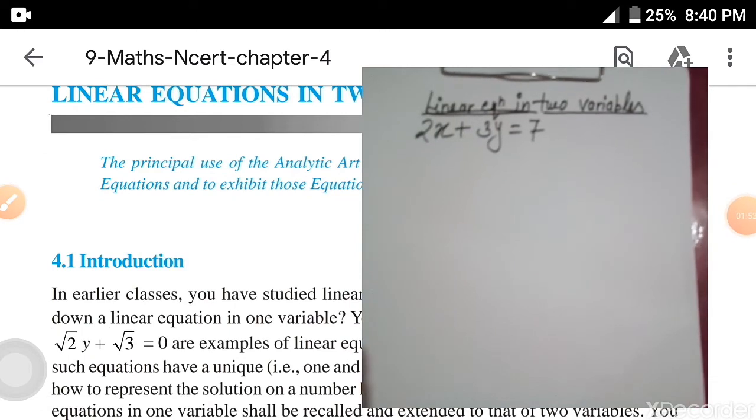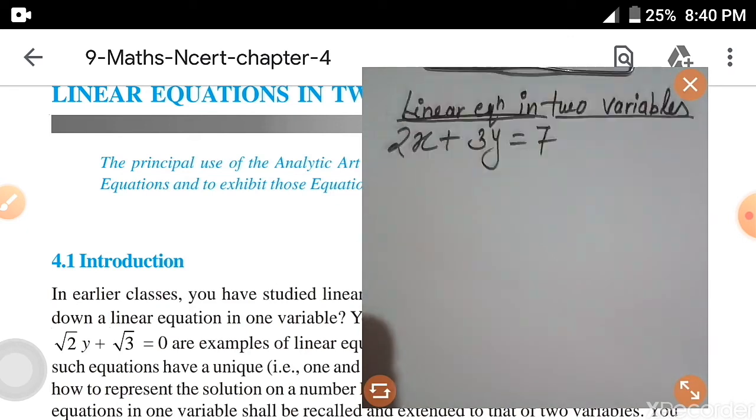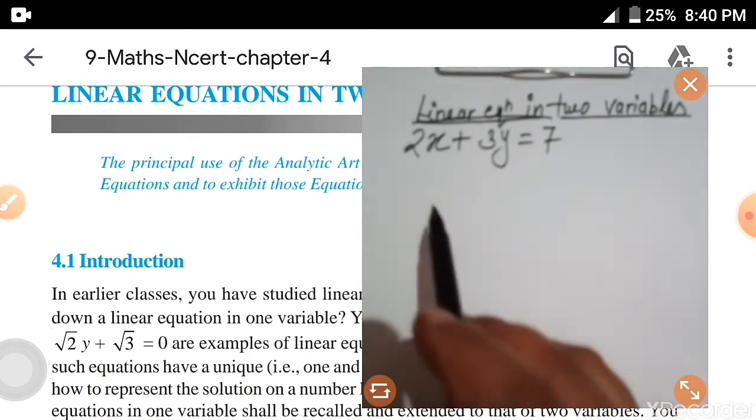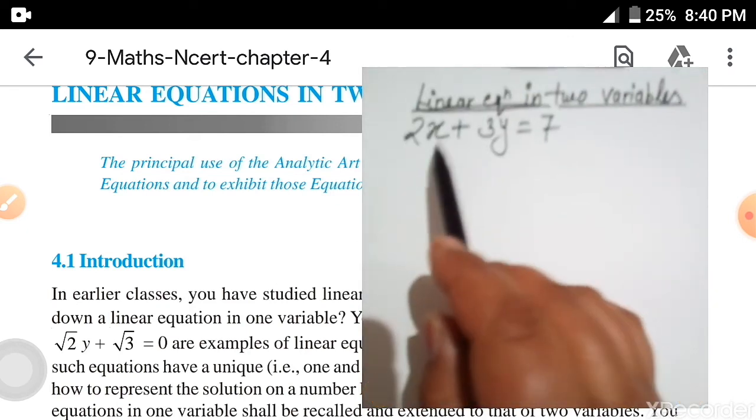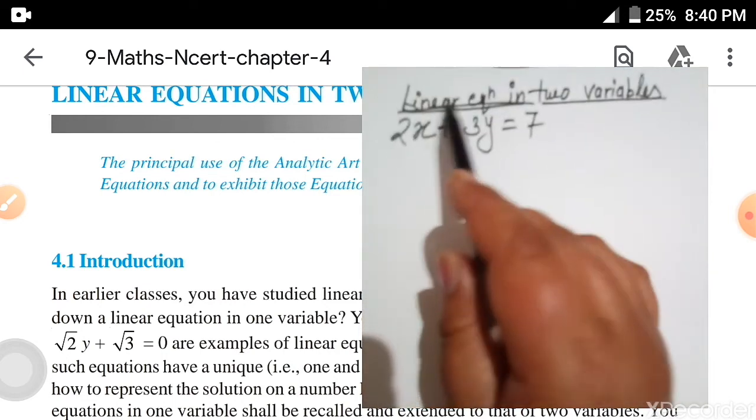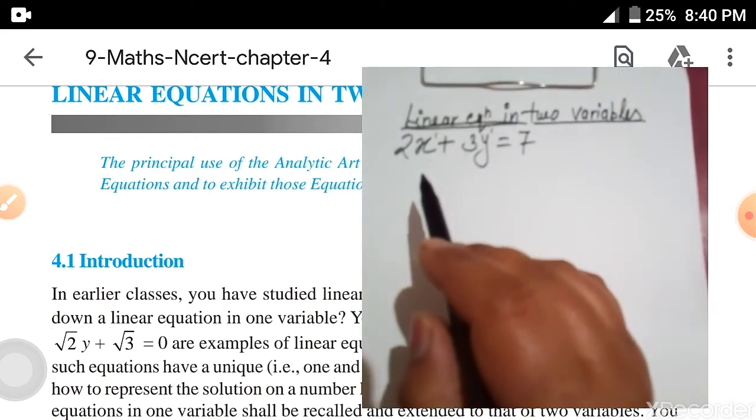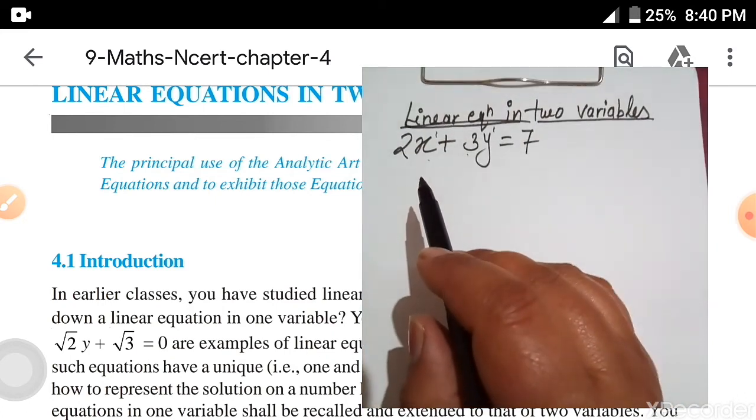You can say that it's a linear equation in two variables because you can see that here are x and y. There are the two variables x and y, and the power is 1, so it's a linear equation in two variables. Okay, now I want to tell you what is the general form of a linear equation in two variables.